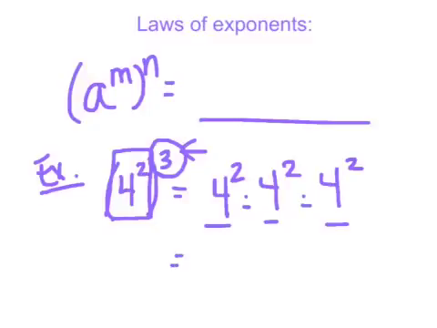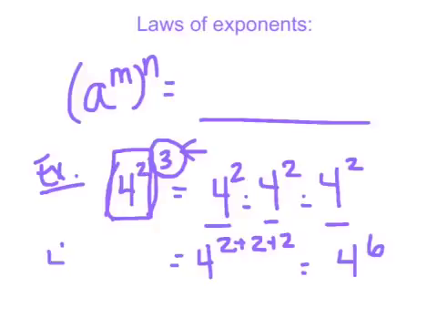What do we know about multiplying with the same base? We can just add the exponents. So this is really the same thing as 4 to the 2 plus 2 plus 2, which gives us 4 to the 6th. So if we think about our original problem of 4 squared raised to the 3rd power, and we now know the answer is 4 to the 6th, are you seeing a shortcut? Yep, you can just multiply the exponents.